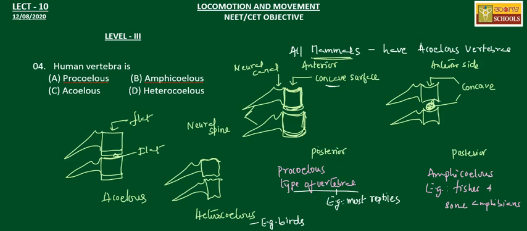There are a few more types of vertebrae, which here I am not discussing. Just out of these options we have seen, and now we understood that human vertebrae are acoelous, so they don't have the cavity on either side. Hence the answer is acoelous, that is, option C is right.